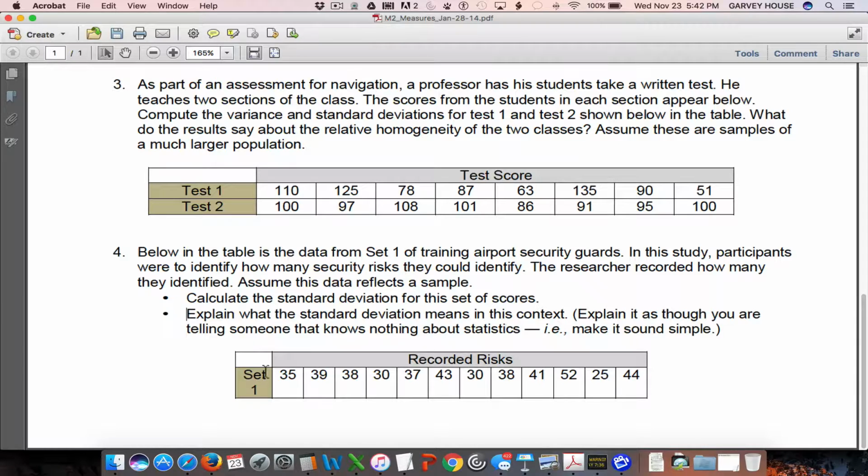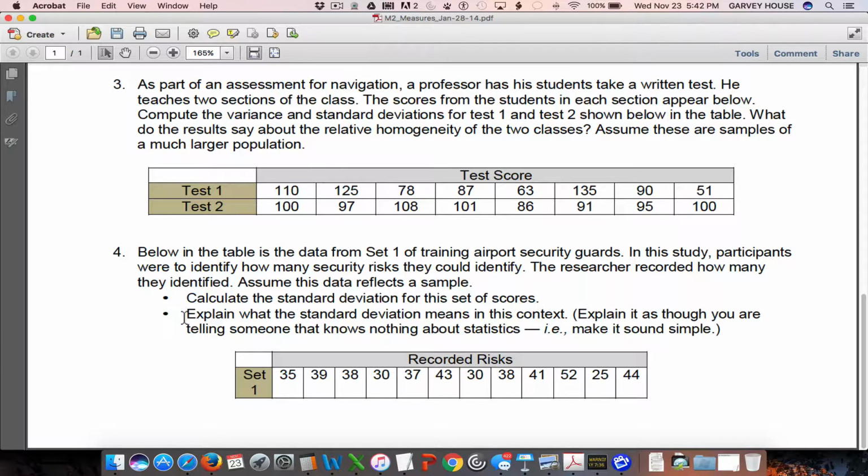The table is a set of scores of training airport security guards, and participants were to identify how many security risks that they observed. Then they told the researcher who recorded how many security risks that they identified. And we'll assume that these are sample data, which is a good point because unless otherwise specified, all the data in this course are assumed to be sample data. Now, for your final project, you're going to take a random sample, but more about that later in the course.